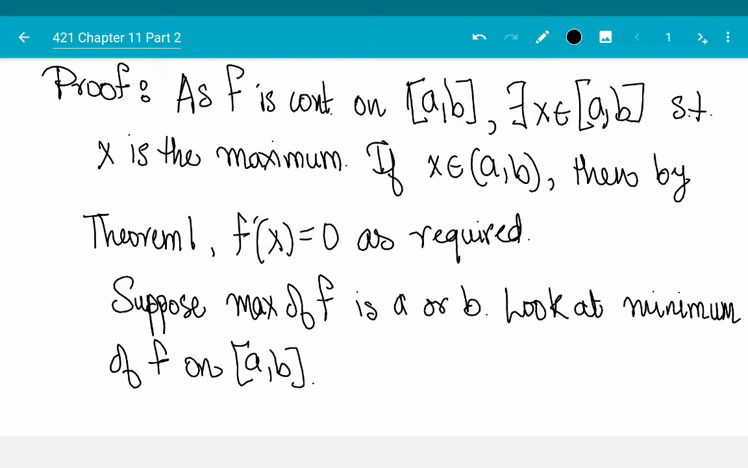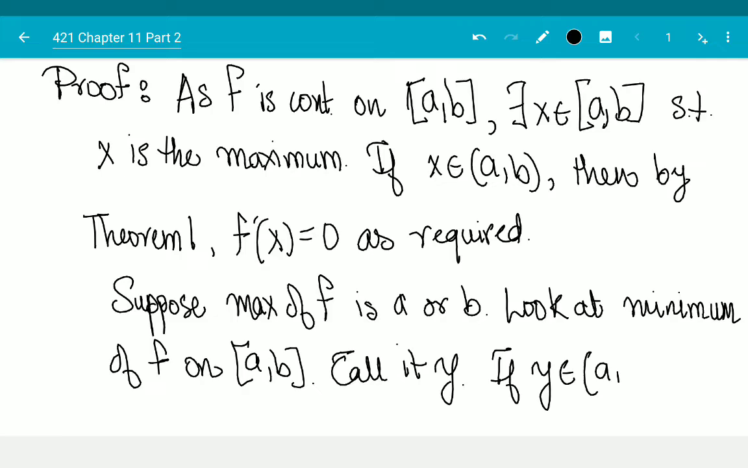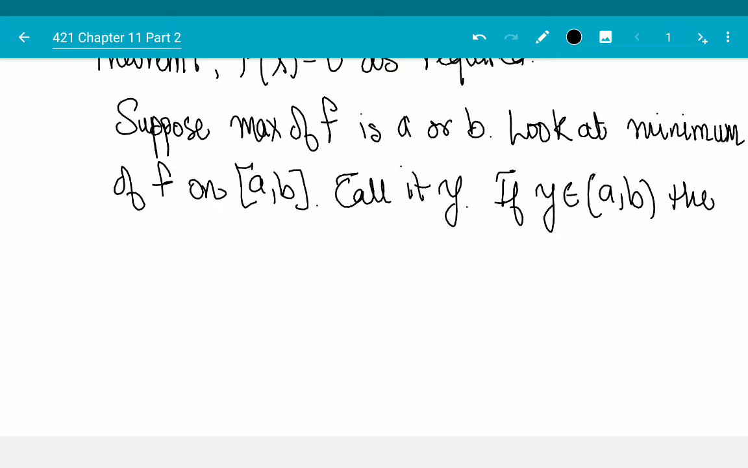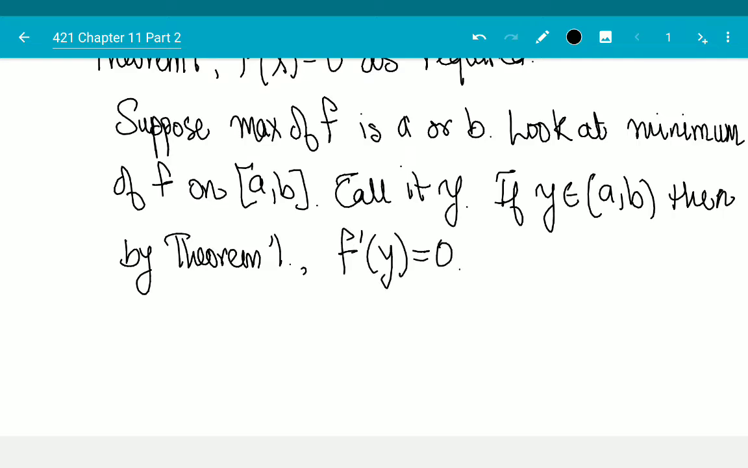Once again, if the minimum is inside a to b, call it maybe y. If y is in the open interval a to b, then again by theorem 1, once again I get that f prime of y is equal to 0 as required.